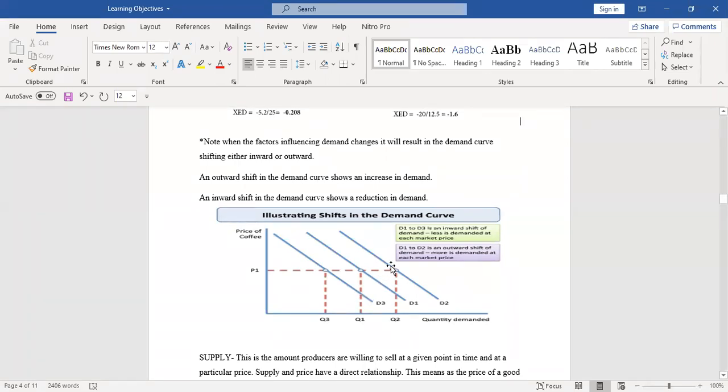Okay? On the other hand, I have it highlighted in a bit of purple here, from D1 to D2, right? It represents an outward shift. And an outward shift indicates that we are now demanding more, right? Everybody following? So I have some questions now on demand. Before we go on to supply, I have some questions on demand, and we will start randomly here.